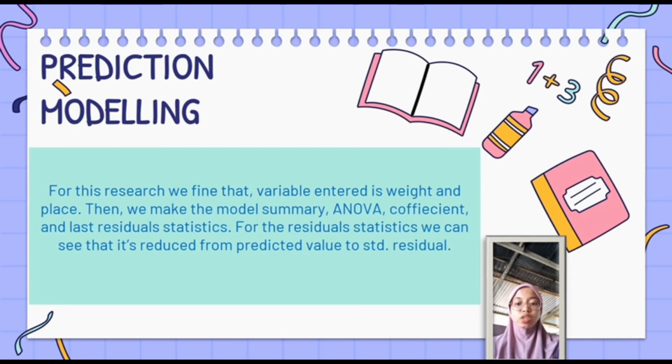For this research, we find that the variables entered are weight and place. Then we make the model summary, ANOVA, coefficients, and lastly residual statistics. For the residual statistics, we can see that it ranges from predicted value to standard residual.